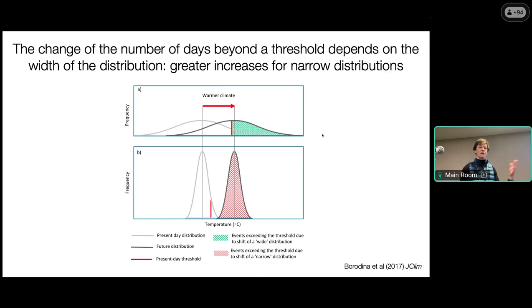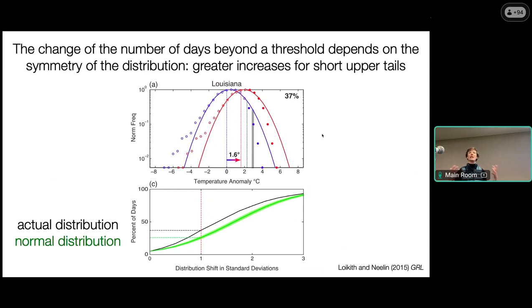This is the same idea, but thinking about a non-normal distribution. This is from Loikith and Neelin in 2015, and they've done their PDF in log space, so it's kind of confusing if you're not used to looking at these. But basically, on the top is an example of a short-tail distribution, so negative skewness. And on the bottom, the x-axis is if you shifted the distribution by some number of standard deviations, again a rigid shift, just moving everything warmer.